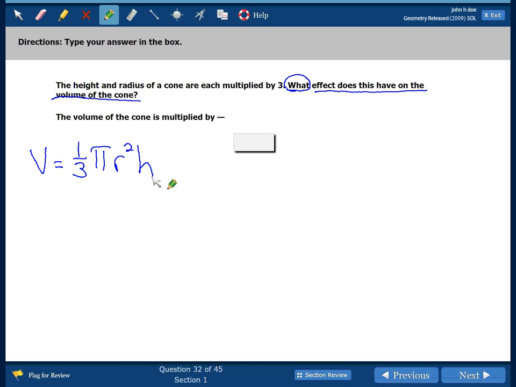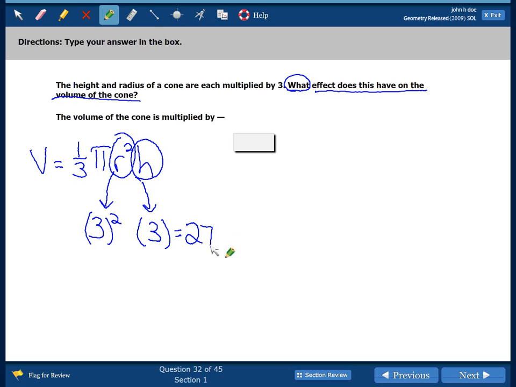So there's a lot of different ways we can do this, but we're squaring the radius and we're multiplying by the height. So you should think, if I'm tripling the radius, that means I'm doing 3 squared. And if I'm tripling the height, I'm multiplying it by 3 again. 3 squared times 3 is 27. So the volume of the cone is being multiplied by 27.